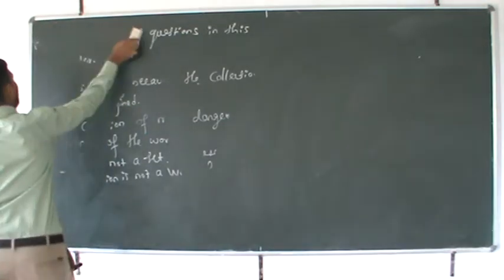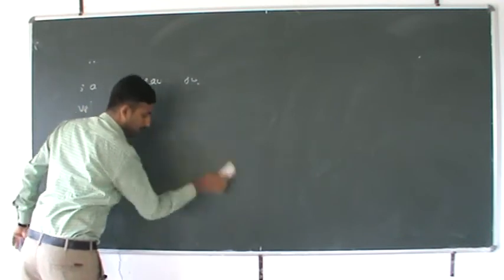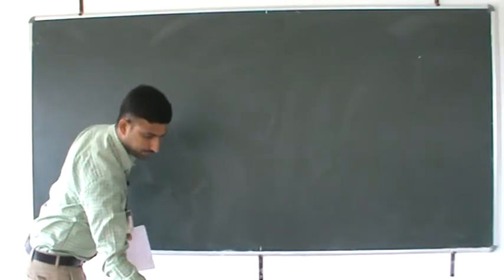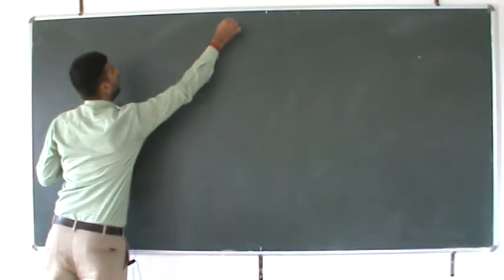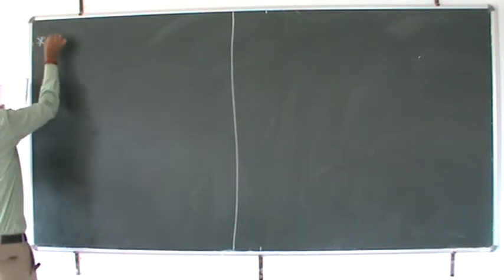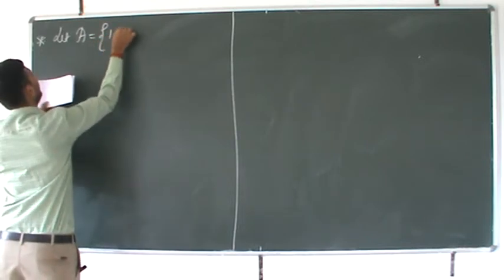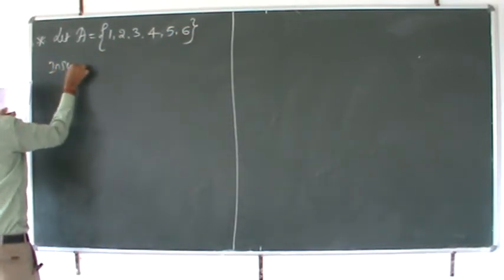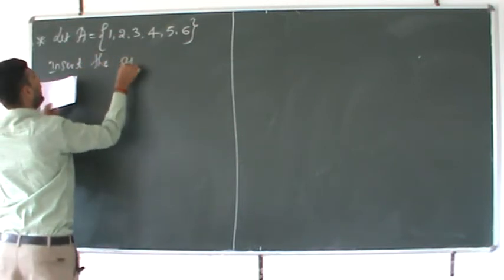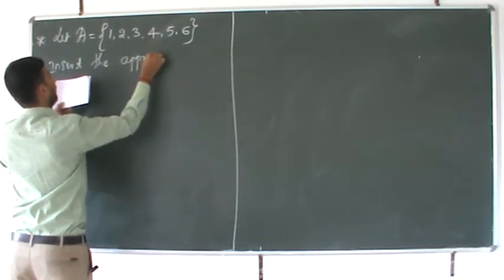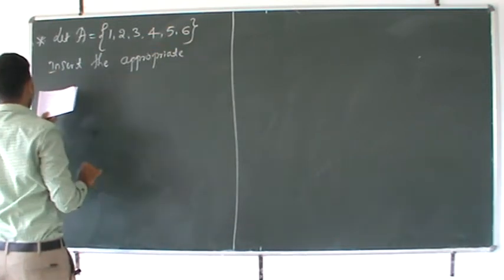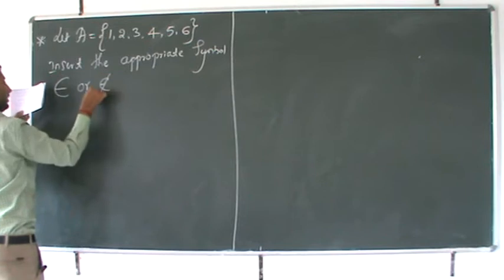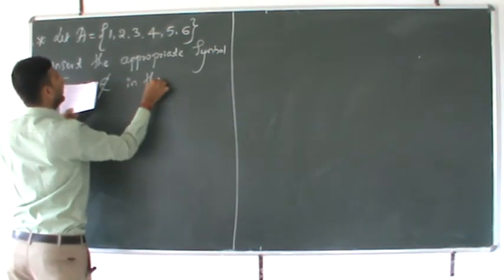Next, based on the note we discussed in the last video, we are going to make use of that note and fill in the blanks. This is important for knowledge. The question: Let A = {1, 2, 3, 4, 5, 6}. Insert or put the appropriate symbol, epsilon or not epsilon, in the blank spaces.